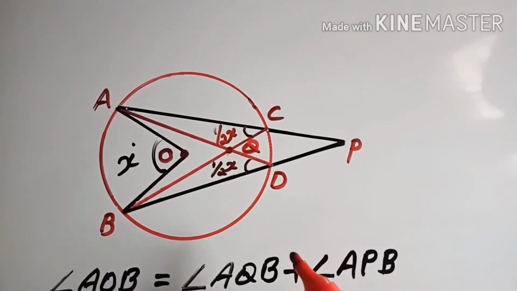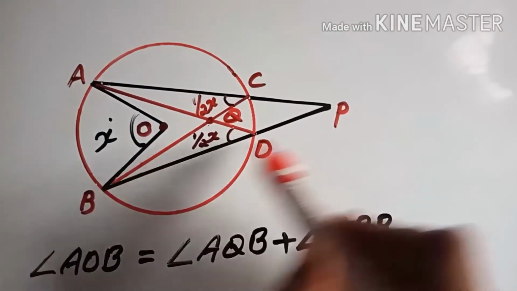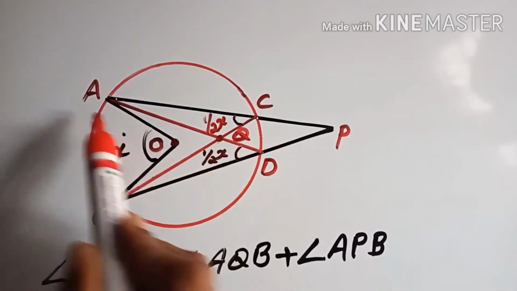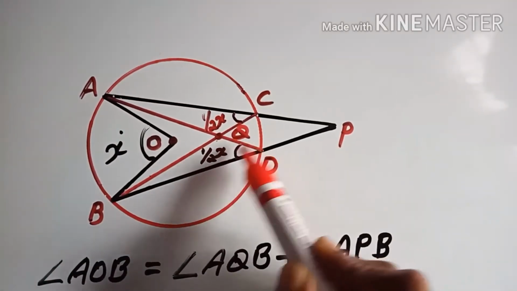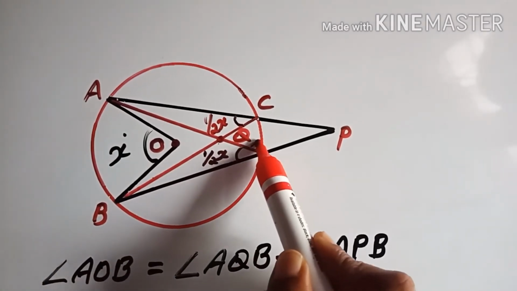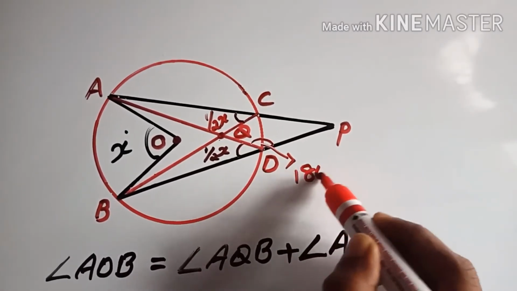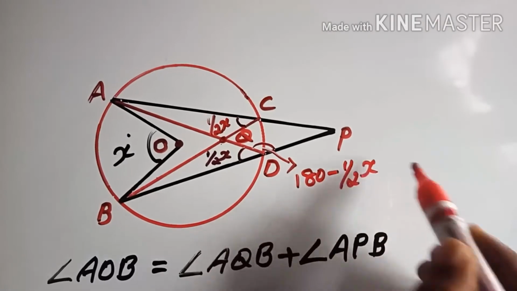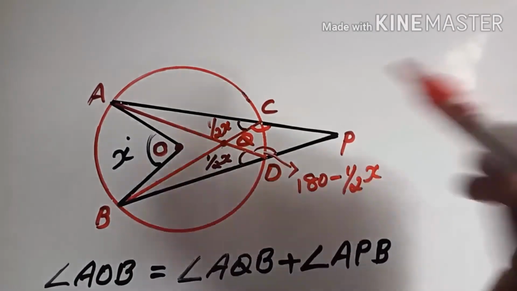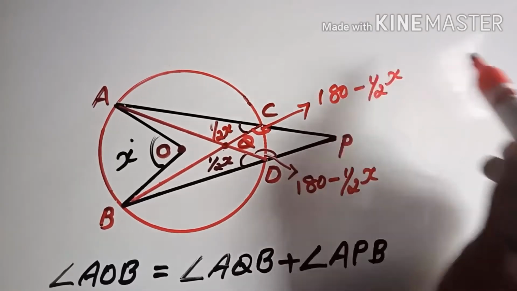Okay, now consider this line BDP. Here the line BDP is divided by AD. The line AD cuts this line into two parts, so we can apply the linear pair here. This is half x degree, so this angle will be what? This will be a linear pair, so 180 minus half x. Okay, 180 minus half x. The same will be here also, because here it is half x, so this will also be 180 minus half x degree.